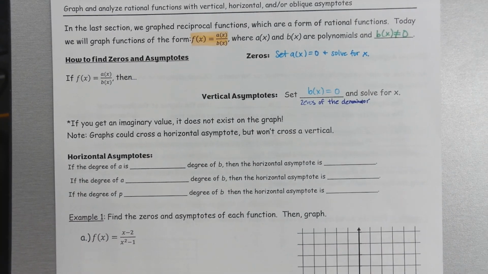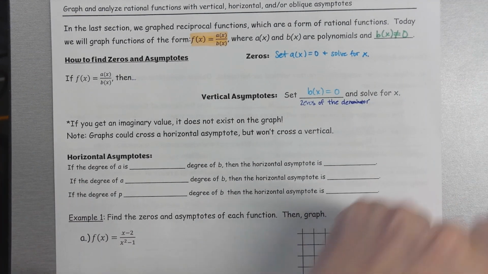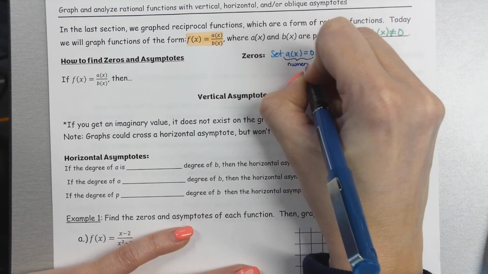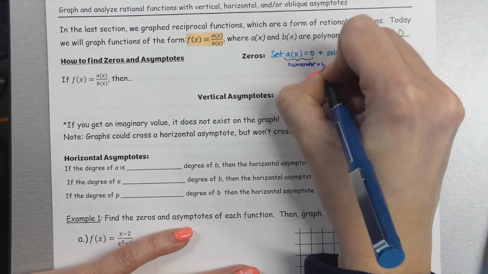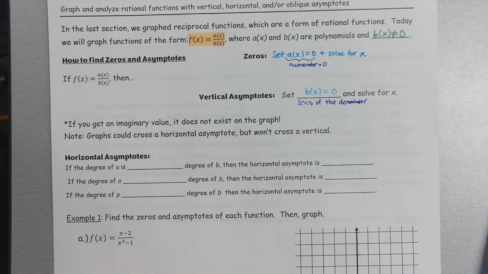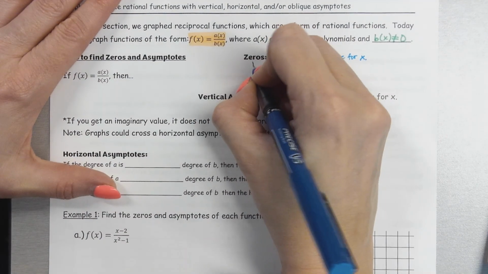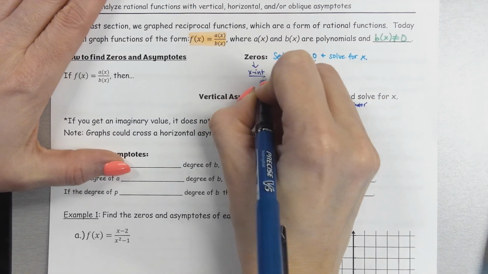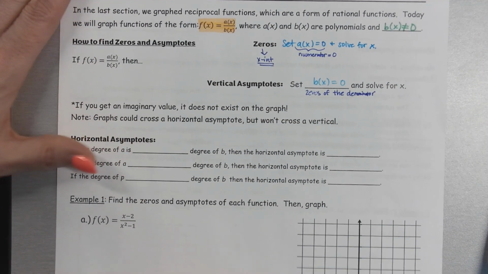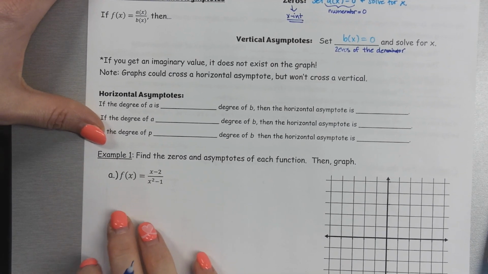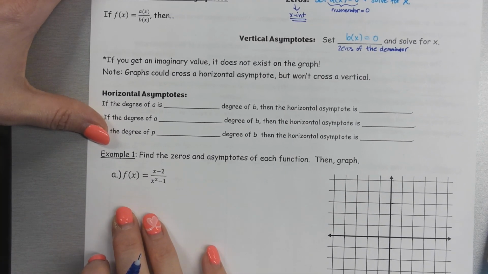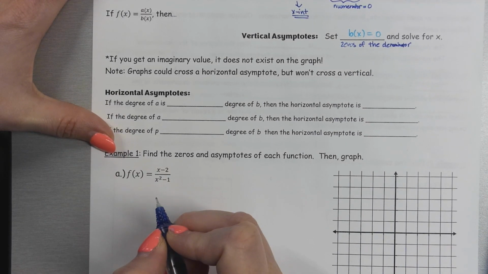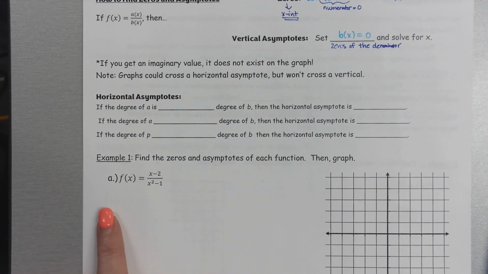When I talk about this with you, what I'm going to say is you set the numerator equal to 0 and solve for x. And again, zeros are the x-intercepts. Now I want you to do that for this example. You already found the vertical asymptotes. Now I want you to find the zeros for part A here.